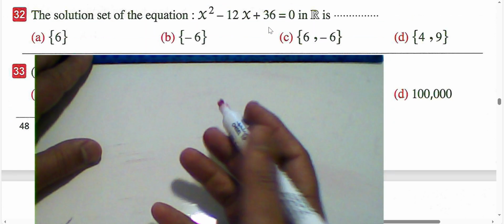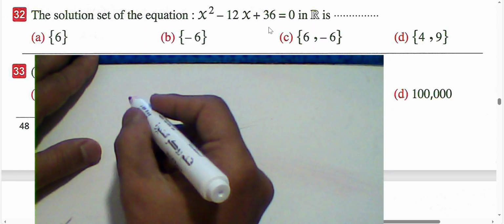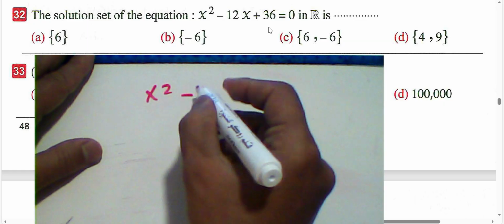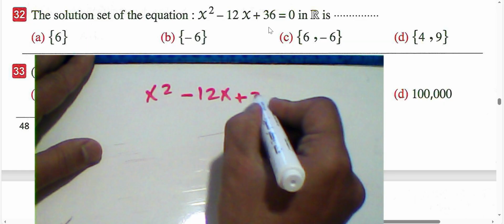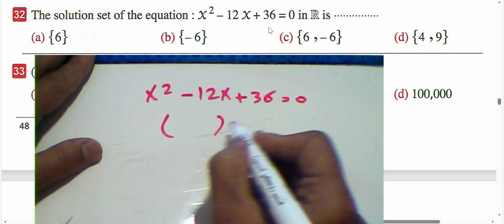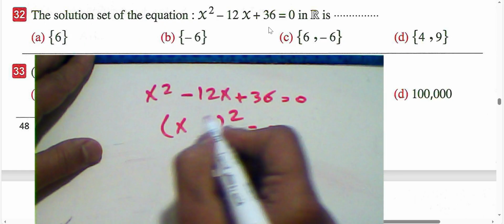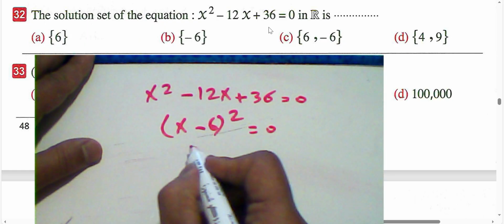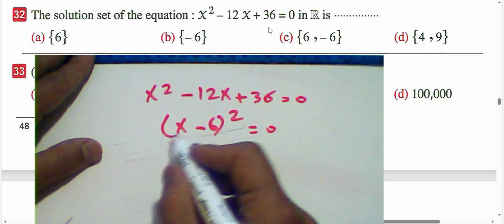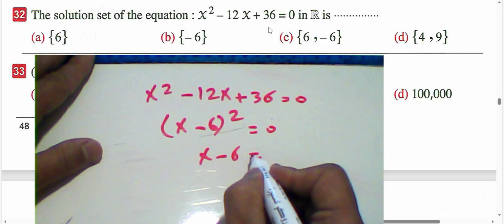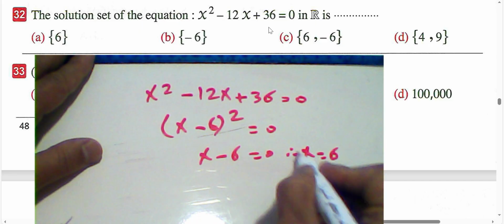Solution set of the equation. You can use a calculator to find the result, okay, or you can factorize the expression. This expression was a perfect square. Take the square root of the first and the third and the middle, and then write the square root of the left hand side and the right hand side. x minus 6 will be 0. The value of x here will be 6.